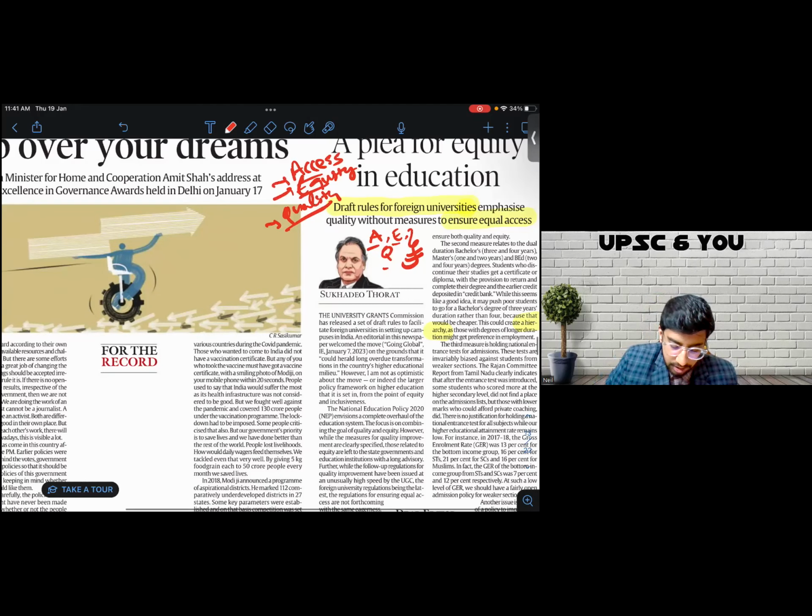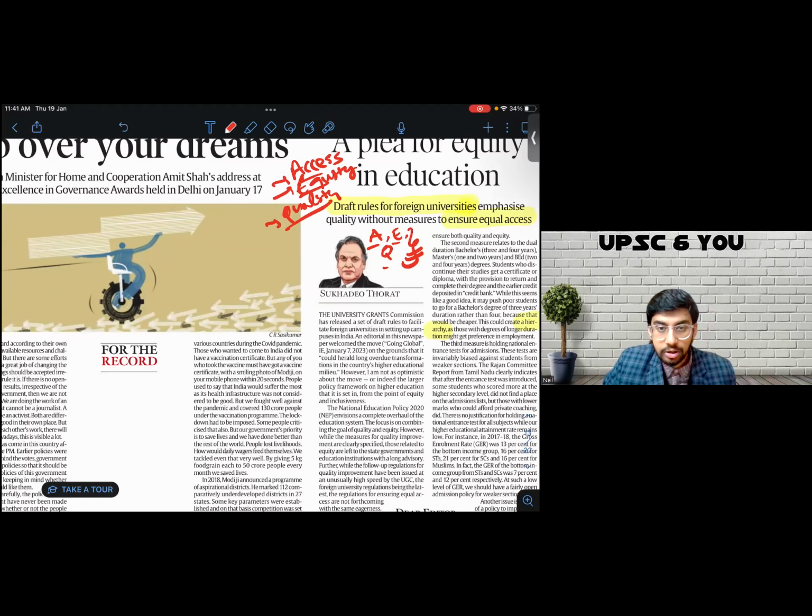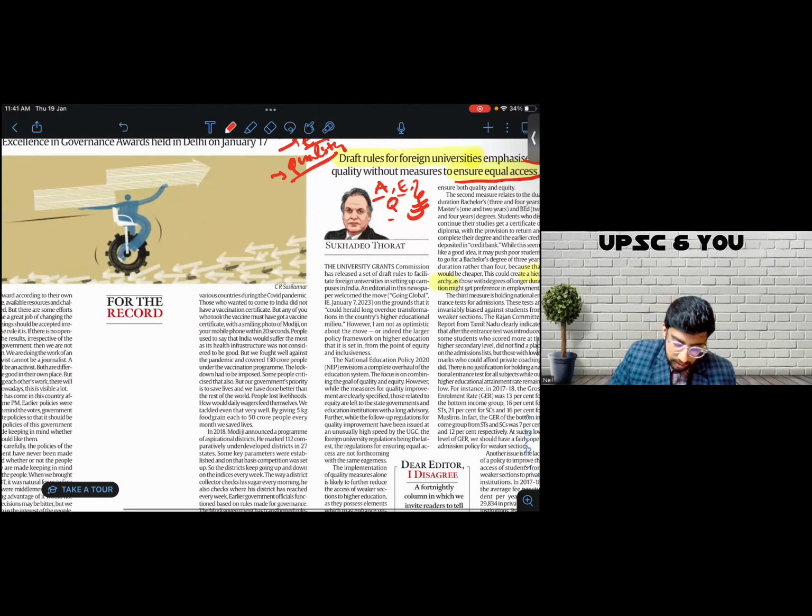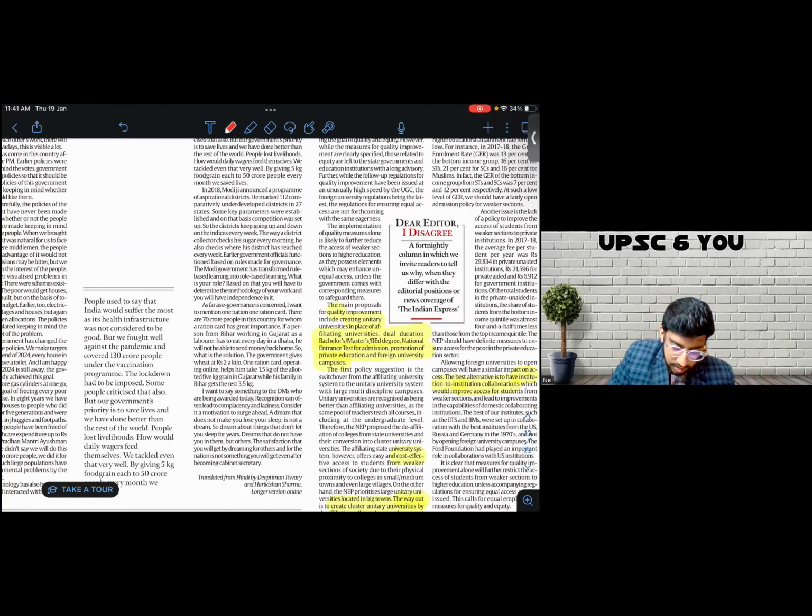So the entry of foreign universities should ensure that not only does it focus on improving the quality, but it should also ensure equal access. That is the point the writer is trying to make. So the proposal for quality improvement, creating unity. There are these three new proposals that are being made.